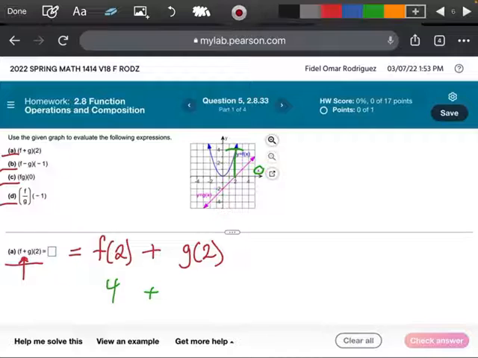Okay, plus g of 2. I'm going to do g of 2 the same way. G of 2 is the pink function. So I'm going to go when x equals 2. And if you notice, we're already hitting the graph right there. So that number happens to be 0.